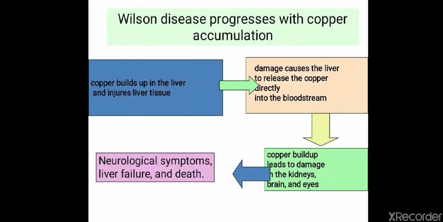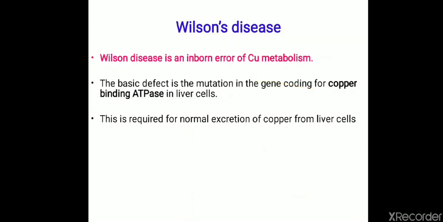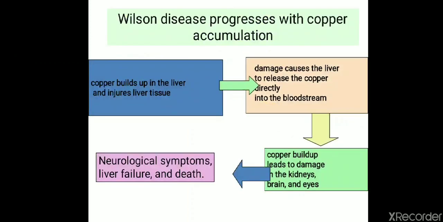So in Wilson disease, there will be mutation of the gene coding for that particular protein. So there will be defective excretion of copper from the liver cell, and copper will accumulate within the liver cell. That will lead to liver cell injury. Once the copper concentration exceeds the liver threshold, that copper will be secreted into the circulation, and through the systemic circulation, this copper reaches different tissues in our body.